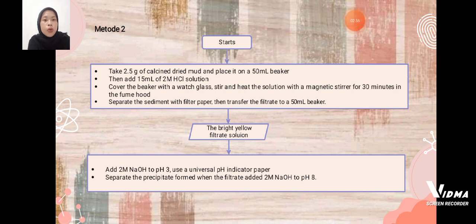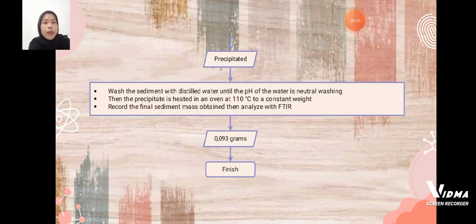From this practicum, the filtrate solution is bright yellow. Add 2M NaOH to pH 3, using universal pH indicator paper. Separate the precipitate from the filtrate, then add 2M NaOH to pH 8. Precipitated. Wash the sediment with distilled water until the pH of the washing water is neutral. Then the precipitate is heated in an oven at 30 degrees Celsius to a constant weight.